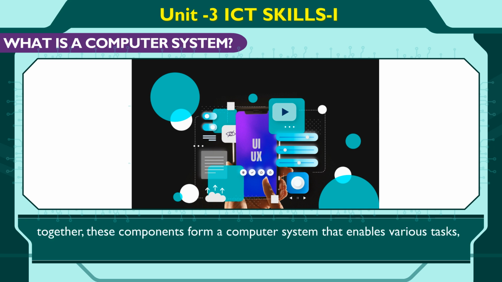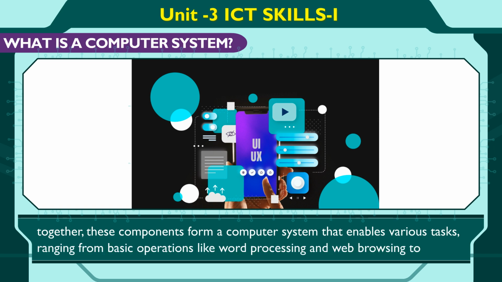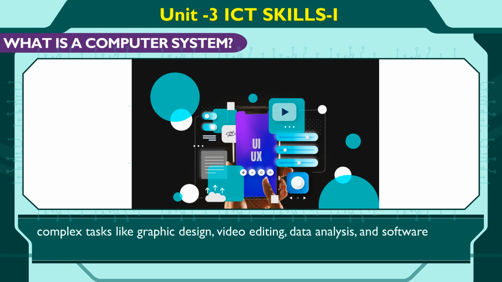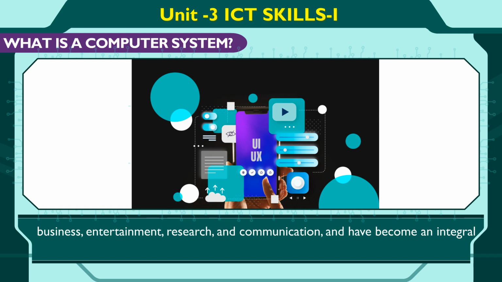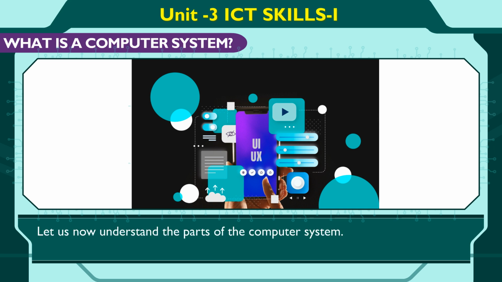Together, these components form a computer system that enables various tasks ranging from basic operations like word processing and web browsing to complex tasks like graphic design, video editing, data analysis, and software development. Computer systems are used in numerous fields, including education, business, entertainment, research, and communication, and have become an integral part of our daily lives. Let us now understand the parts of the computer system.